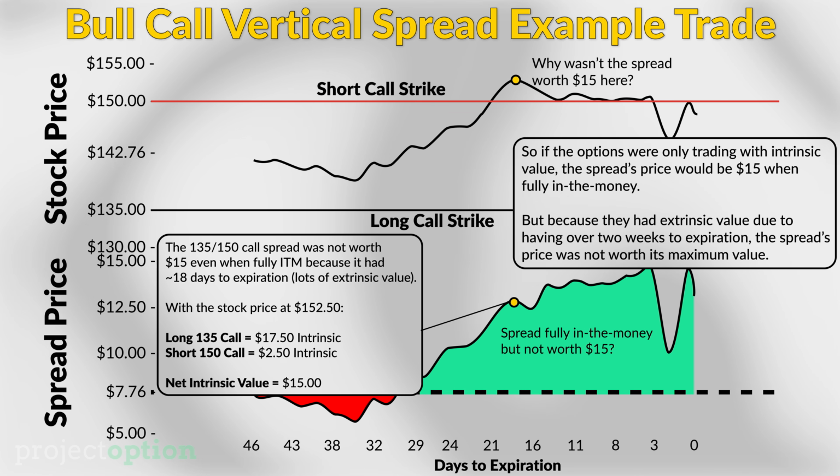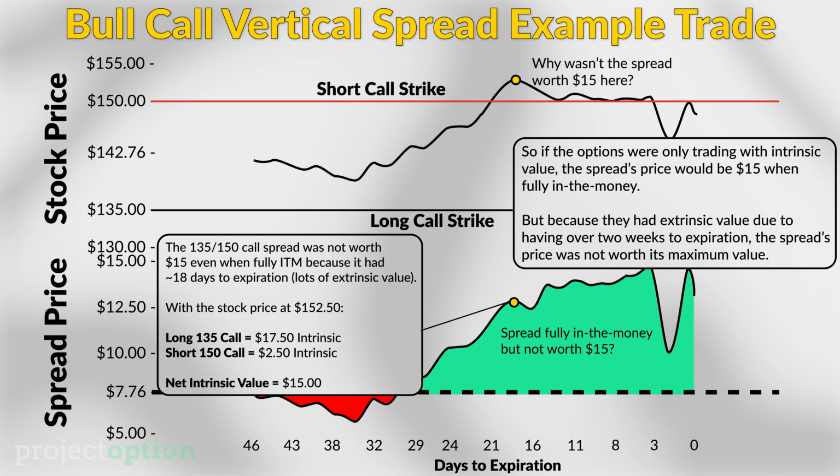So basically, if I need to sell that 135 call, I can sell the 135 call for its intrinsic value of $17.50, and I have to pay $2.50 to buy back the short 150 call, assuming that I'm only paying and receiving intrinsic value. And therefore, if I collect $17.50 from selling the 135 call at its level of intrinsic value, and I pay $2.50 to buy back the short 150 call at its intrinsic value of $2.50, then I will collect $15, which is the width of the strikes, or the maximum potential value of that spread.